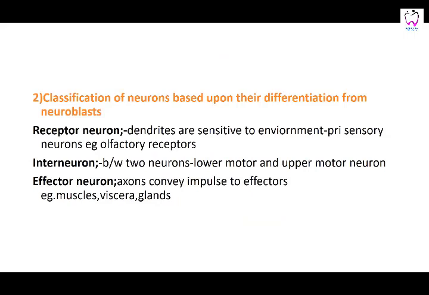Then you can classify the nervous tissue according to differentiation from the neuroblast. They can be receptor neurons, that is sensitive to the environment. They can be interneurons, that is communicating between two neurons, the upper and the lower. And the effector neurons, which are the motor ones that come from the center, go to the periphery and make the action. So according to their differentiation: receptor, sensory; interneuron, communicating between the upper and the lower; and the effector, which is the motor portion.